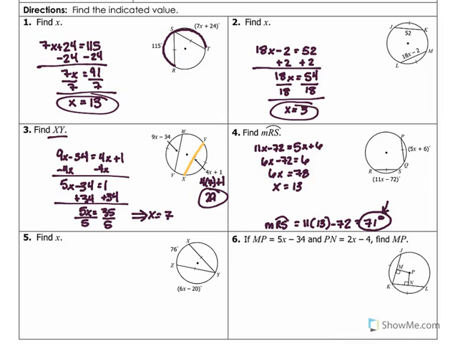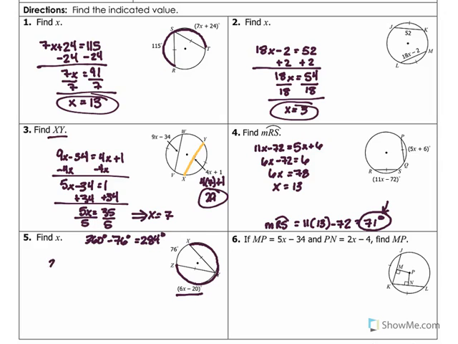Okay, this one's a little trickier. We have to think about what we know about circles. So we're finding x, and we know that a circle is 360 degrees. So I'm going to go ahead and take out that 76 degrees, and we are left with 284 degrees. So we know that this arc plus this arc is going to be 284 degrees. We also know that those two arcs are equal, so two of these are going to be 284 degrees.